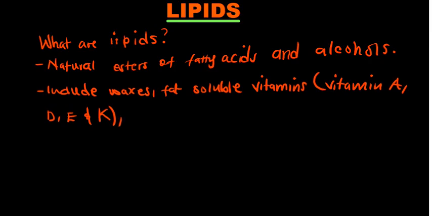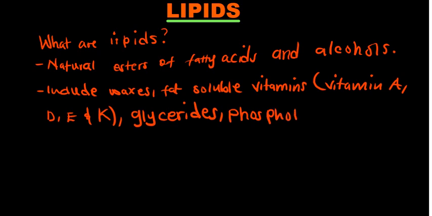So we also have glycerides. We also have phospholipids. We have also steroids. So these are the lipids that have a ring structure. The steroids have a ring structure.